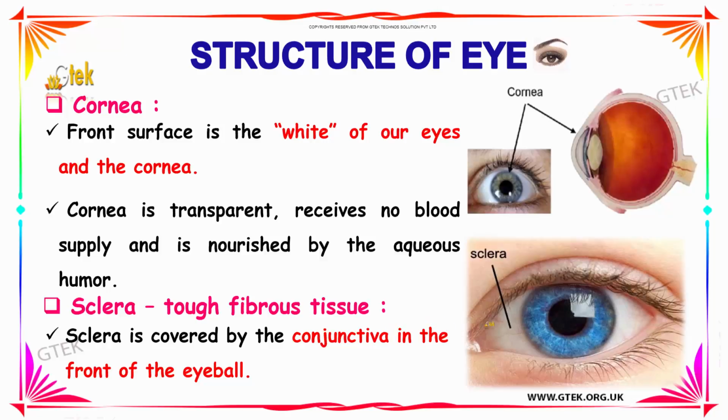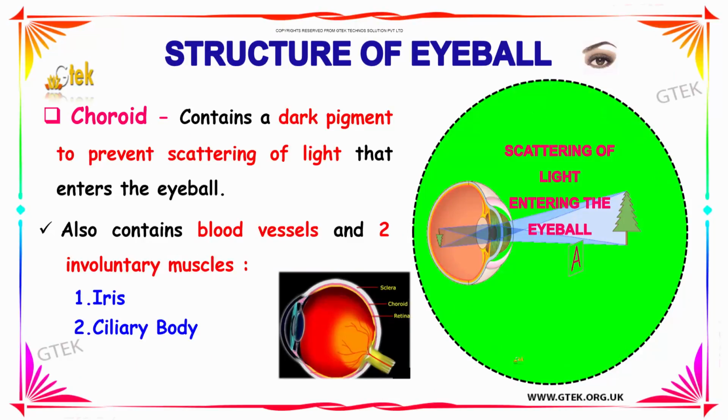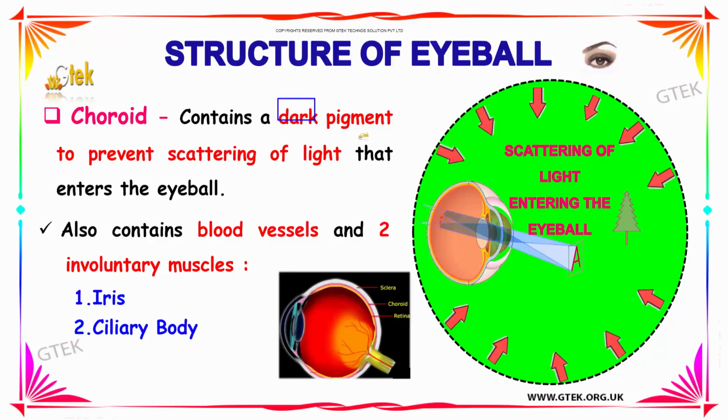Our next part of the eye is the sclera, which is the tough fibrous tissue. The sclera is covered by conjunctiva in the front of the eyeball. Hence, your sclera is the tough fibrous tissue. Next, we have the choroid. The choroid contains a dark pigment which prevents scattering of light that enters the eyeball. It also contains blood vessels and two involuntary muscles, the iris and the ciliary body. These two are the involuntary muscles which control the blood vessels to the eye.